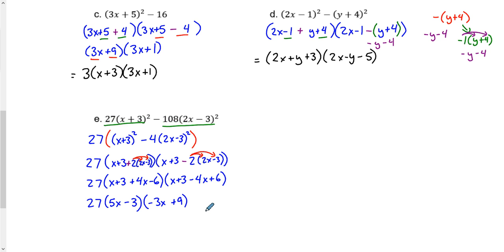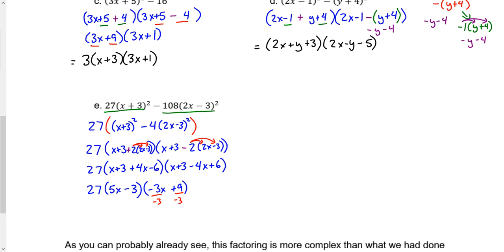Are we done? Not quite. Even though there's nothing common between a 5x and a 3, there is something common between the negative 3x and the 9. It's a negative 3. So factoring being that thing that is like division, we're going to divide each of these terms by a negative 3. But we're not going to get rid of the negative 3. We're going to put it out in front and attach it directly with that 27 to give us a negative 81. 5x minus 3 and x minus 3. Now, that one is all done.